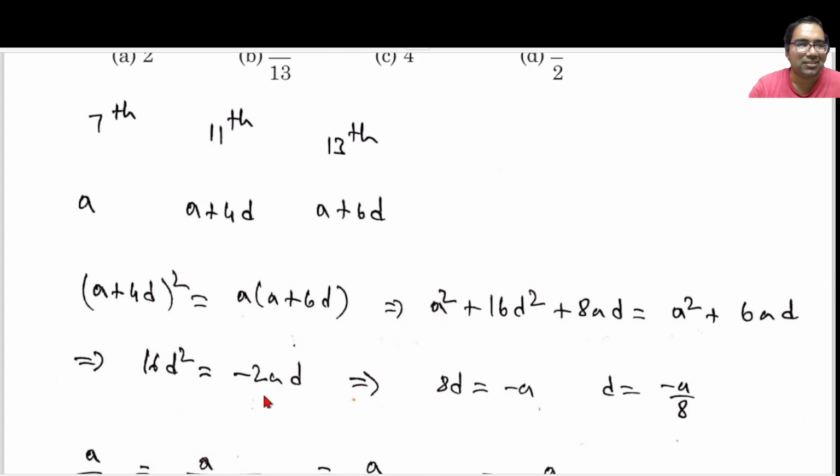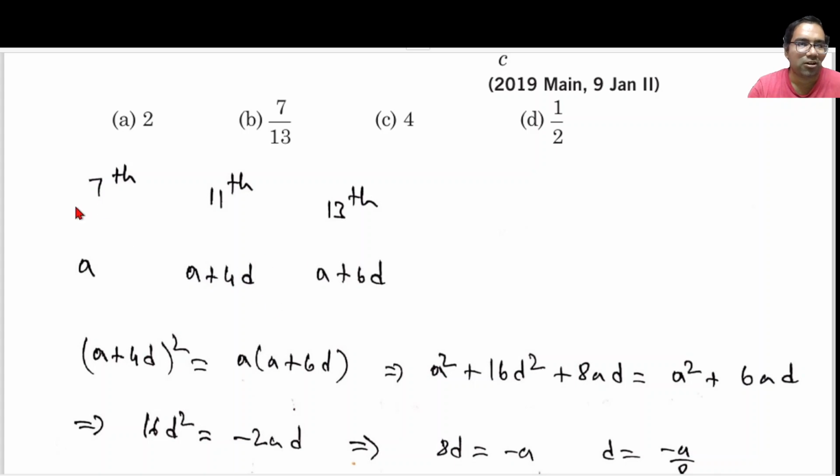Again, D and D can cancel, so one D will be left. 16D divided by 2 gives 8D equals minus A, that means D equals minus A by 8. What is this D? D is the common difference of this arithmetic progression.